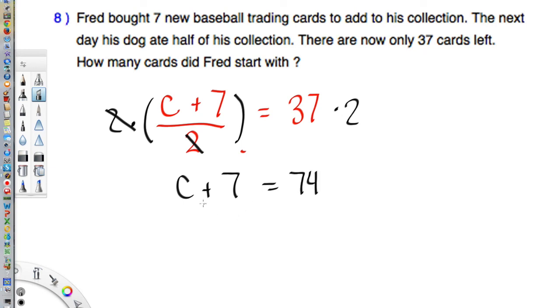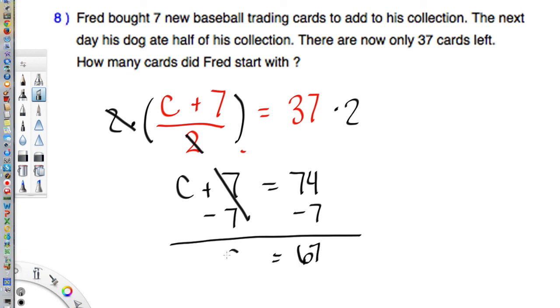And then I need to isolate the variable c. C is having 7 added to it. The inverse of that is subtracting 7. What I do to one side, I need to do to the other. So these cancel each other out. 74 minus 7 is 67, which is equal to C. So Fred started out with 67 cards.